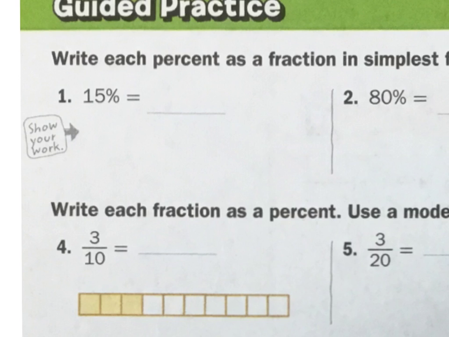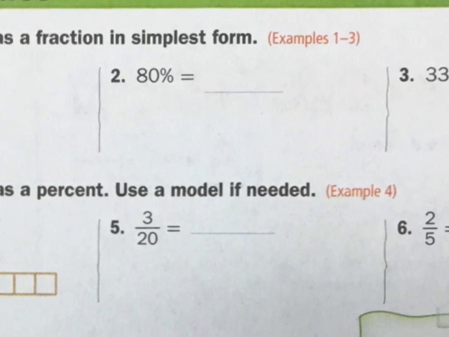I have 15%. I take my number 15. It's out of 100. So my fraction is 15 over 100. I can simplify that. I'm going to divide each side by 5, and that gets me 3/20. And that is my answer. So you put the percentage, the number, over 100 and simplify.